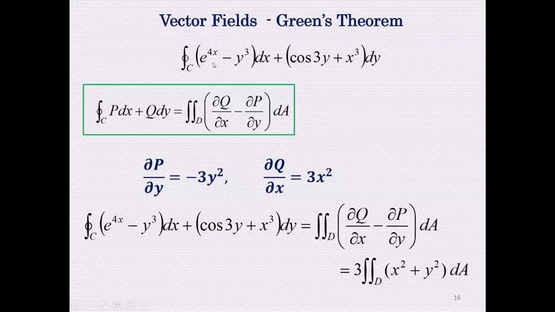So you see that in the original question, there are many terms. We have 4 functions: e^(4x), y cubed, cosine 3y, and x cubed. But after applying the Green's theorem, 2 of them disappeared, leaving us with simpler terms. So that's one advantage of the Green's theorem.